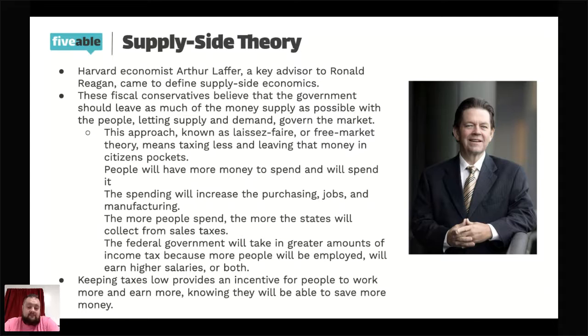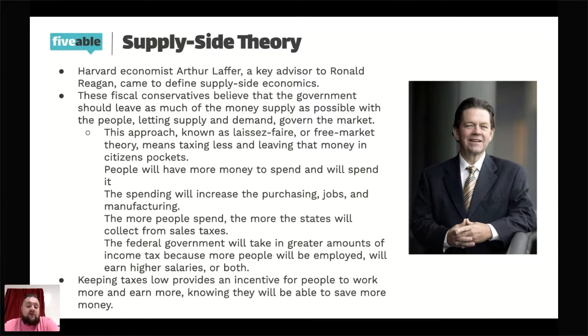So we're not going to tax them. Or I should say we're not going to tax them as much. The thought of supply side theory is that because people will now have more money to spend because they're not paying as much in taxes, they will spend it. Okay, they're not going to save it. The spending that they do will increase the purchasing, jobs, and manufacturing. And the more people spend, the more states will then collect from sales tax.